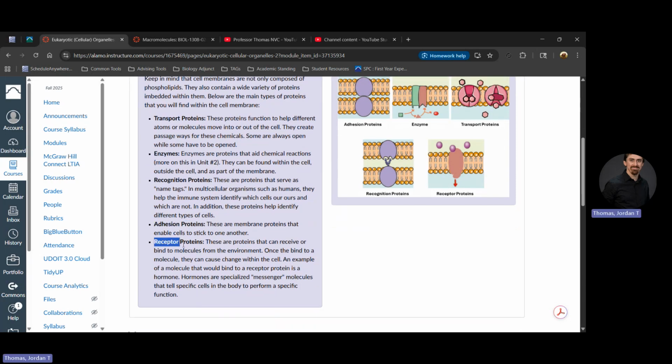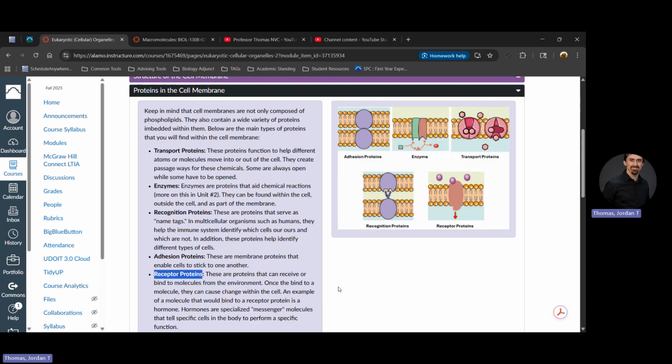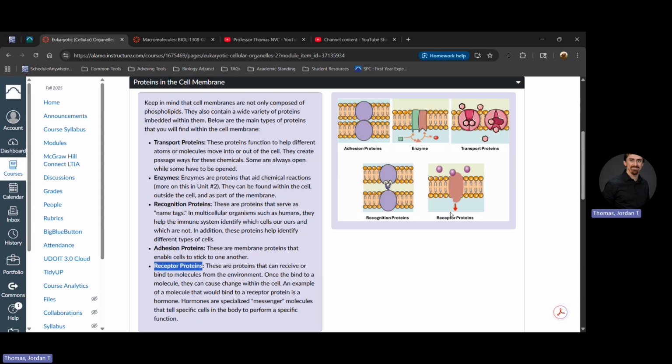And lastly is receptor proteins. Receptor proteins are proteins that can receive or bind to molecules in the environment. What they do is they can bind to something in the environment, they can sense something in the environment, and that can cause a message to be sent into the cell. So you can kind of see here where these purple circles are the message. This right here is a receptor protein. When that purple circle binds or hits that receptor protein, it's going to send some type of signal within the cell. Tell the cell, hey, this message just came in, we need to do something.